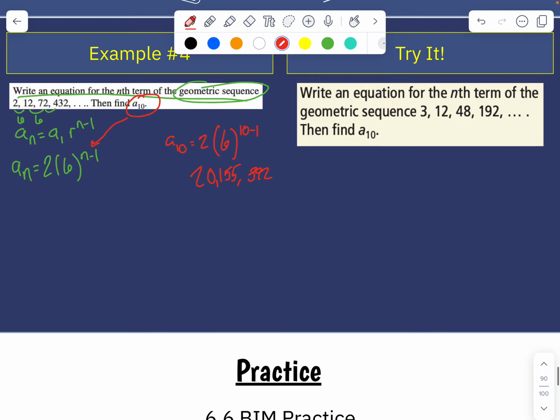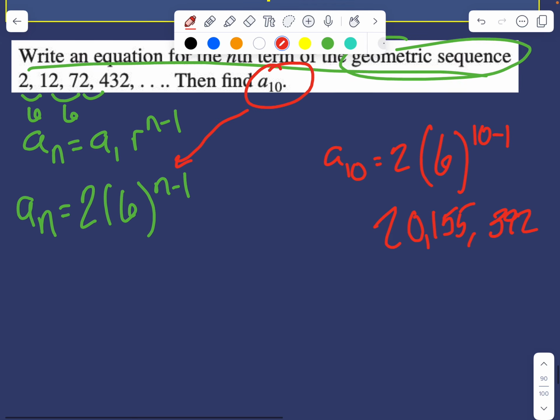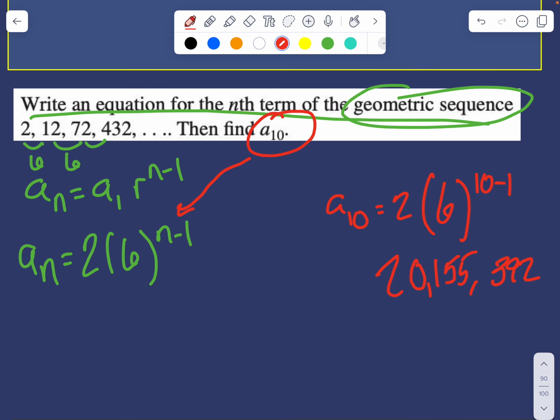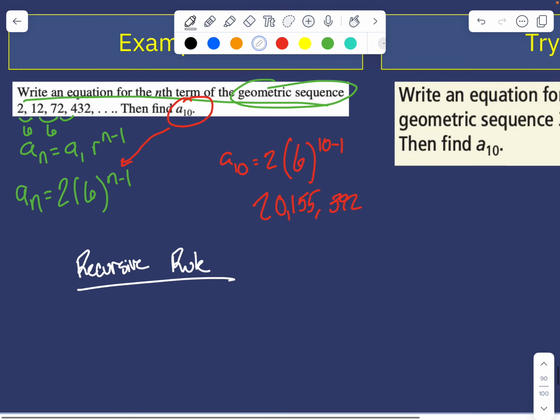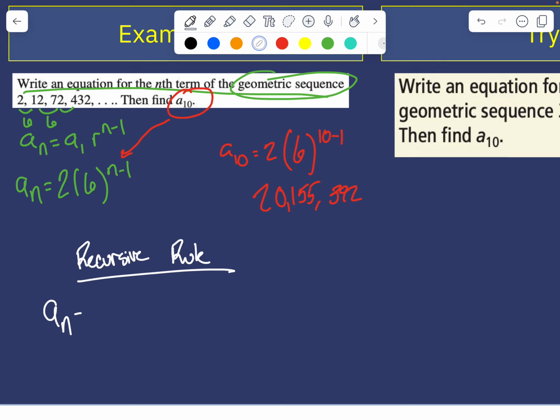Oh, I should go over, if I were to ask you, let's say we had this same question, and instead of writing an equation for the nth term, I said write a recursive rule. Well, your recursive rule, remember, you say, okay, here's what my first term is, and here's how I find the next one. Well, my first term is 2. For my next one, I'm multiplying by 6.